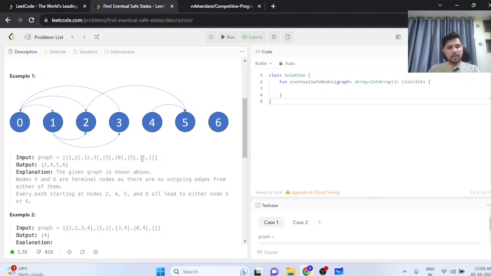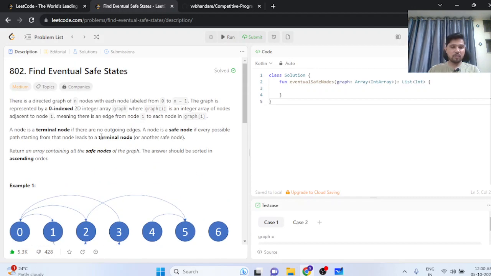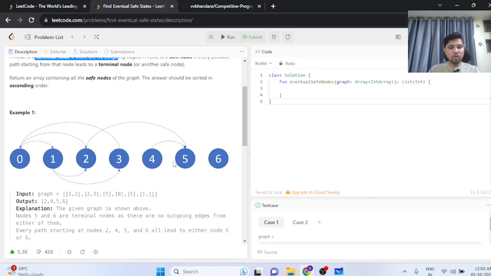Now if you look here, the fifth node and sixth node do not have any edge. So those are called terminal nodes, because as we have seen, a terminal node has no outgoing edge. So of course these are safe nodes indeed. Terminal nodes are safe nodes because there is no outgoing edge, and even if there is a node which comes to these terminal nodes, those nodes are also called safe nodes.